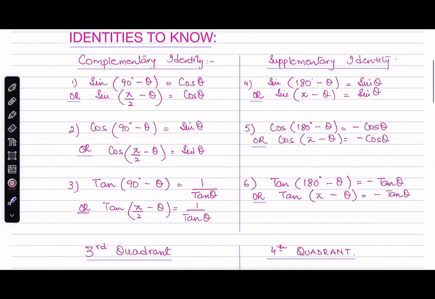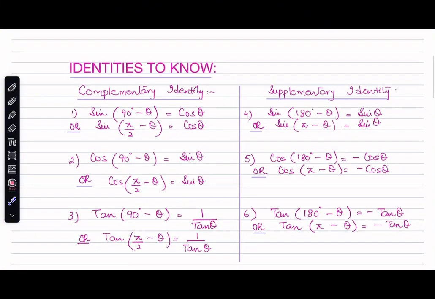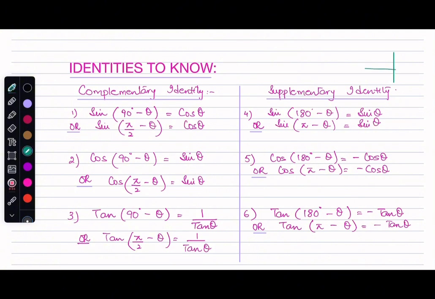Or tan of 90 minus theta should be equal to 1 over tan theta, or tan of pi by 2 minus theta equals 1 over tan theta here. Then we have the supplementary identity, the second quadrant identity. Supplementary angle identity means we should be discussing all the angles which are in the second quadrant. So if the angles are in the second quadrant, then this is what we are discussing over here.